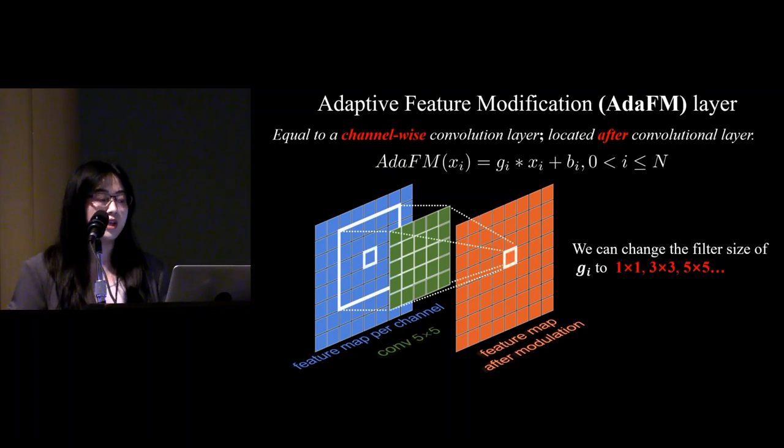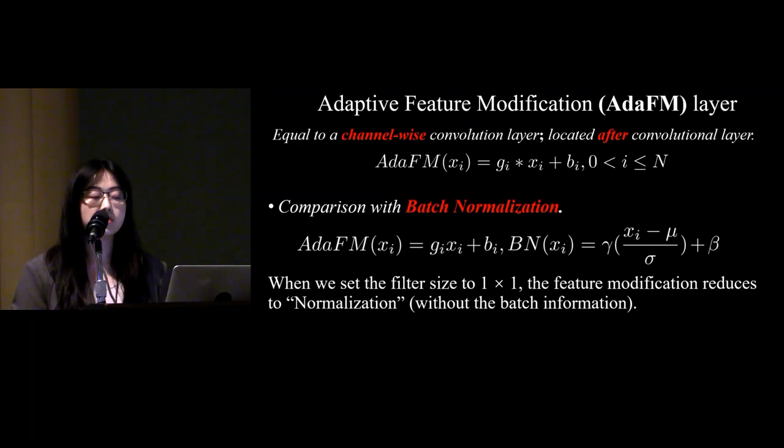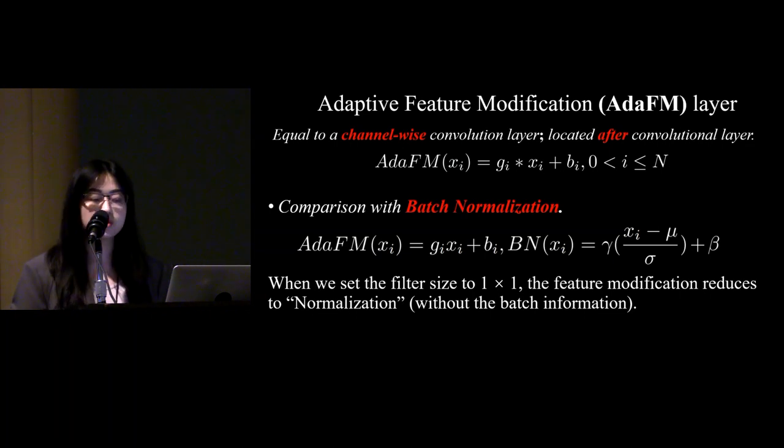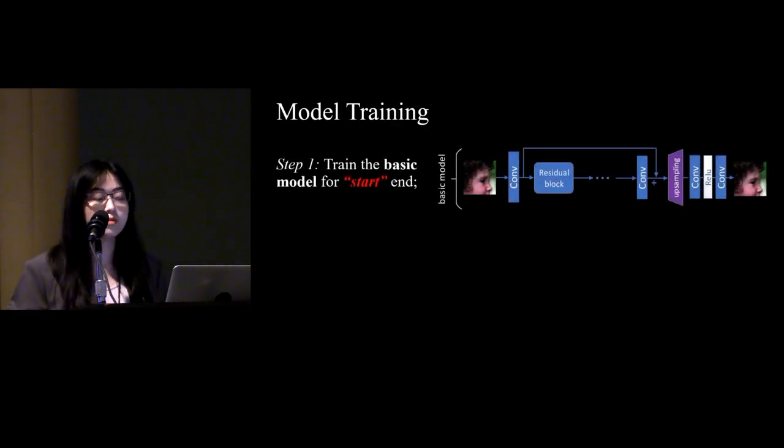In fact, the LFM layer is related to batch normalization. When the filter size is 1 times 1, the feature modification equals normalization, but without batch information. Then how to use the LFM layer? Here comes the model training part.